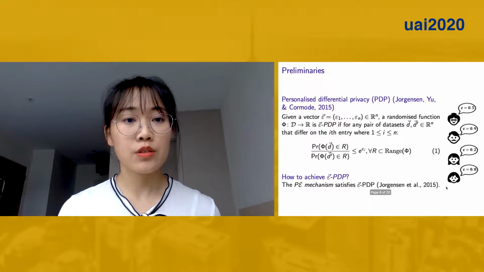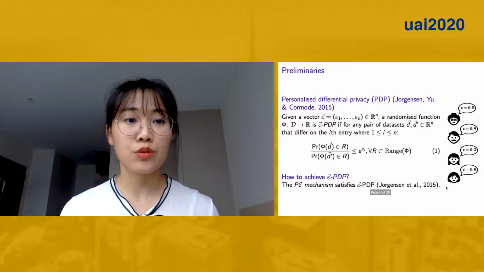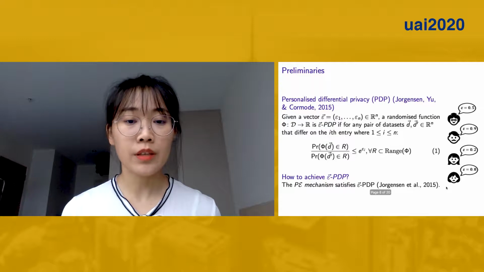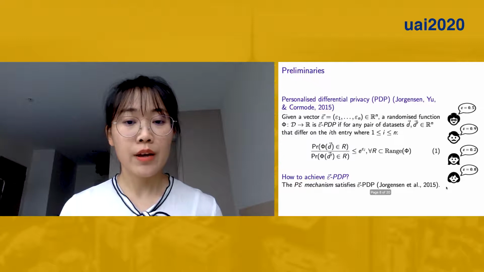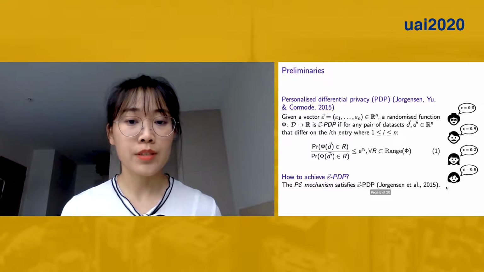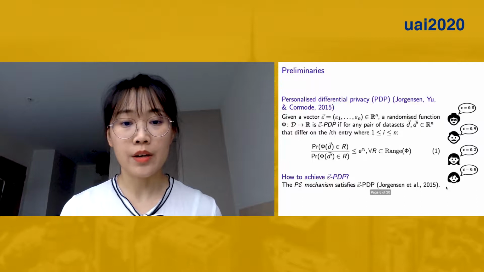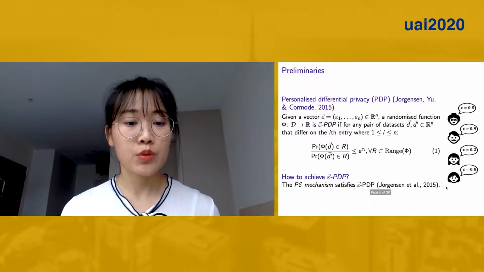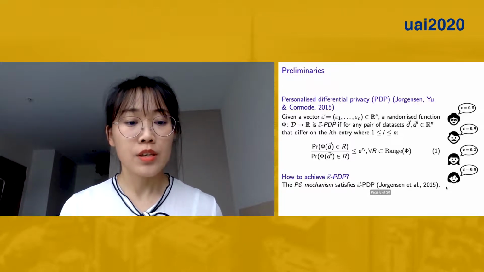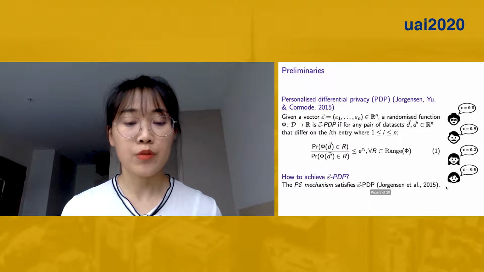Before I go to the details of the SMQ, I would like to introduce some preliminaries. Firstly, in this study, we apply personalized differential privacy to quantify privacy. Given a pair of data sets that differ on the ith entry, the corresponding query answer should be very close in a probabilistic sense. The closeness is measured by parameter epsilon_i. Then we apply the PE mechanism to achieve personalized differential privacy, since the PE mechanism can be applied to arbitrary real-valued queries.